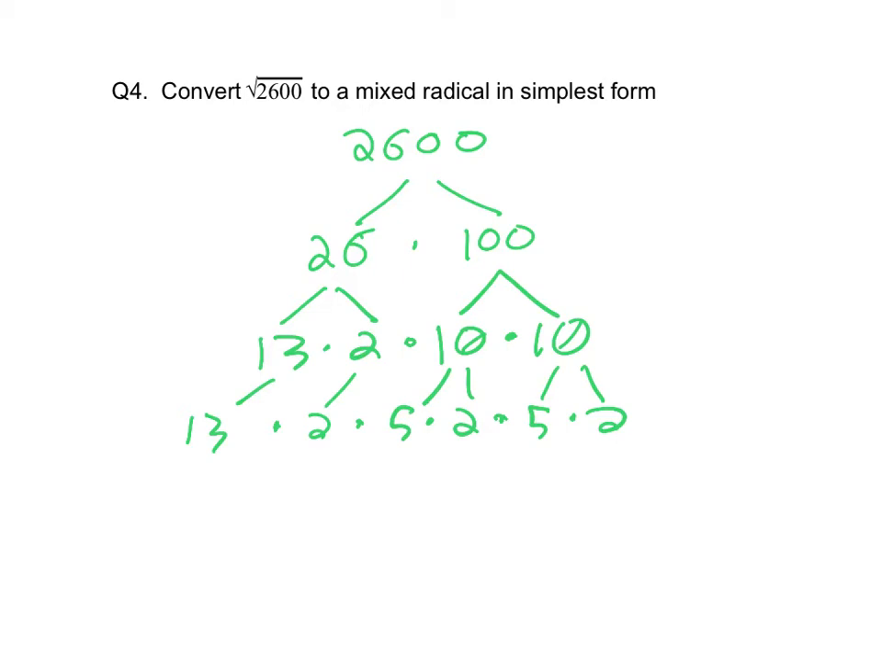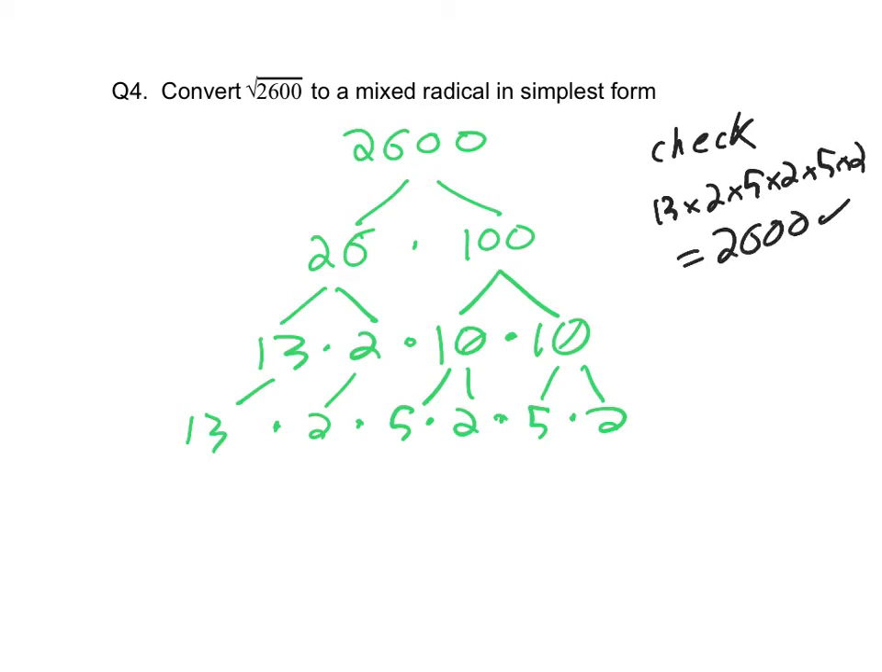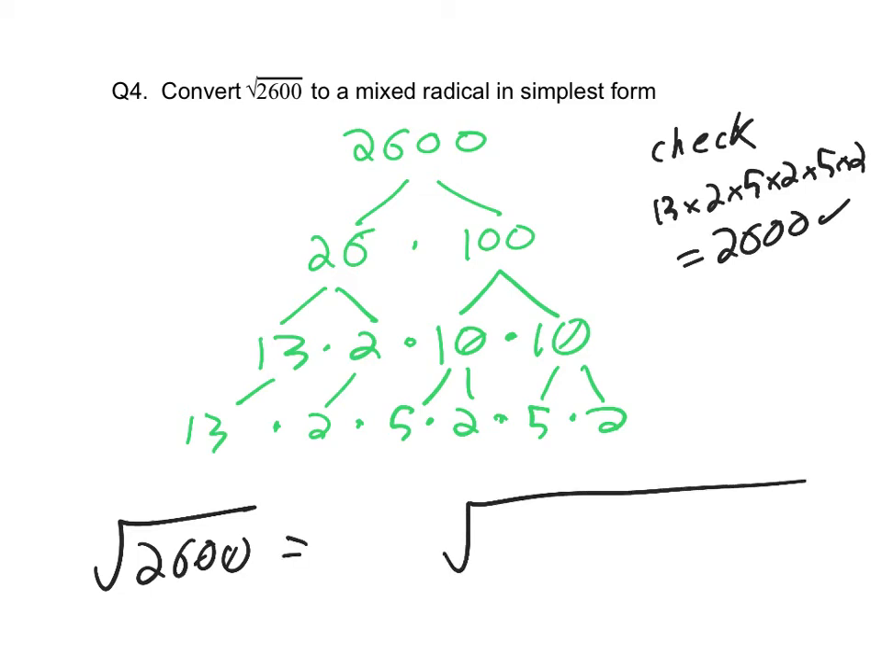If you wanted to check to make sure that you got the correct answer, just work this problem out in your calculator quickly. And if it works out to 2600, you know you did your prime factorization right. So we have 2600. That is equal to the root of 13 times 2 times 5 times 2 times 5 times 2.